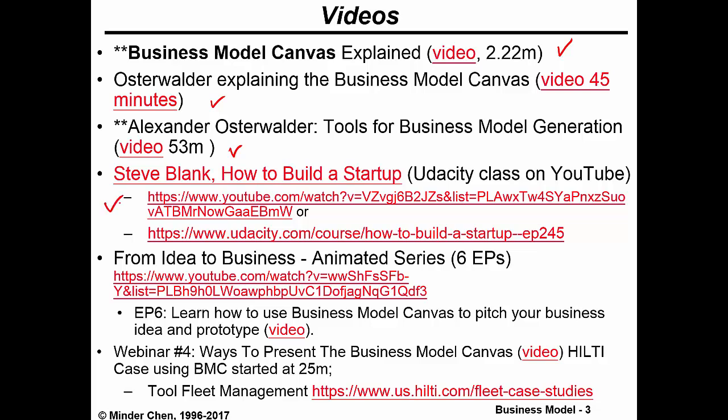And Steve Blank, who wrote a book, The Owner's Manual of a Startup Company, also has a series of videos through Udacity, which is also available on YouTube, that describe how you can build a startup company. And in the video series, he also used the business model canvas to help us conceptualize the kind of business that we want to create.